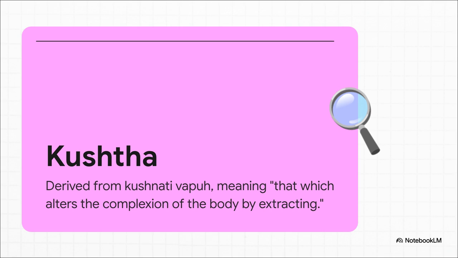The name itself tells you so much. It comes from a Sanskrit phrase, kushnati vapuh, which means something that extracts from the body to change how it looks. Right away, that tells you we're not just talking about some surface-level rash. To these ancient physicians, a skin condition was a sign of something being pulled out from deep within, a sign of a much bigger systemic problem.